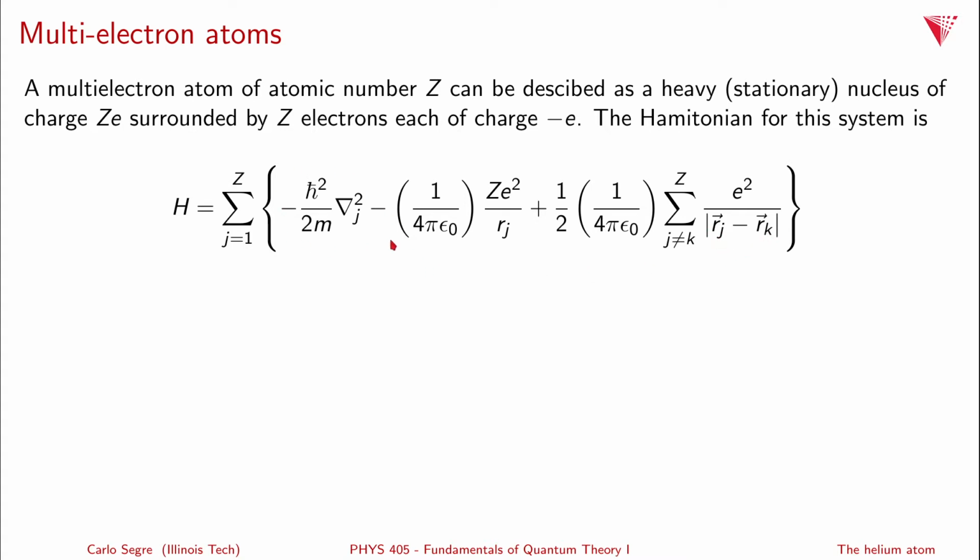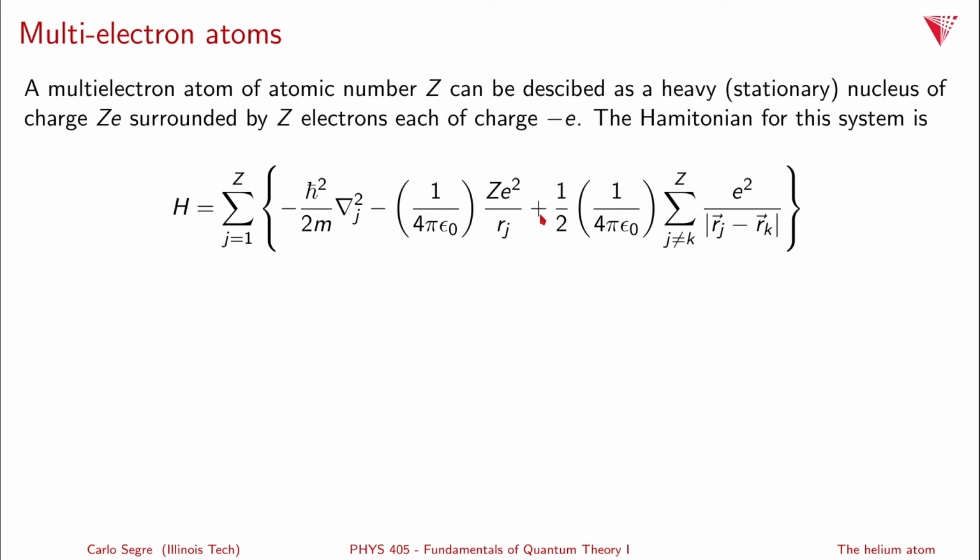So this term is kinetic energy for the individual electron. This is the Coulomb attraction to the nucleus for the individual electron. You'll notice there's a Z here because that's the charge on the nucleus. And this is the distance of that specific electron, the jth electron, from the nucleus. And then you have this sum of the repulsion between the electrons. Each electron repels the other. So this is going to be a repulsive force.